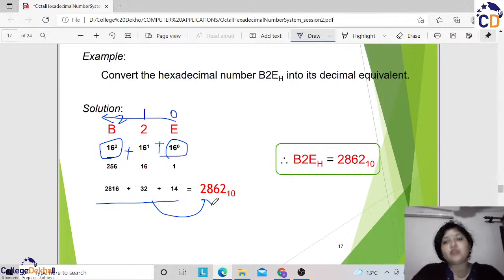So I hope you have understood how we have derived these number systems, how we have derived the decimal equivalent, how we have derived the octal equivalent or hexadecimal equivalent. So we have completed with this part, right? And I have solved multiple examples I have given you. Hope you have understood what is number system.